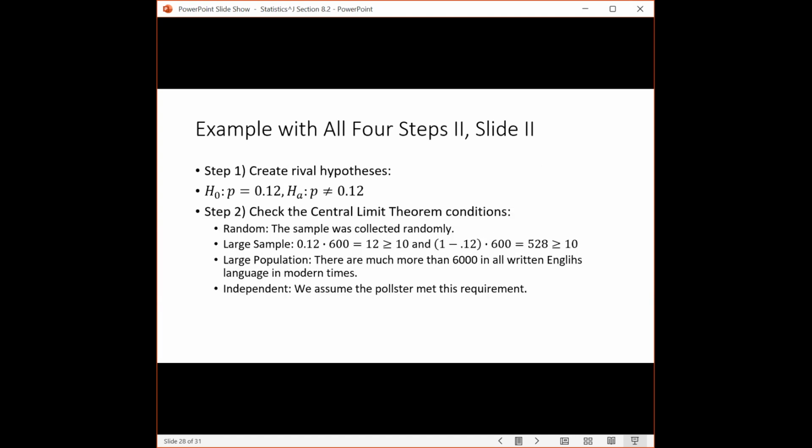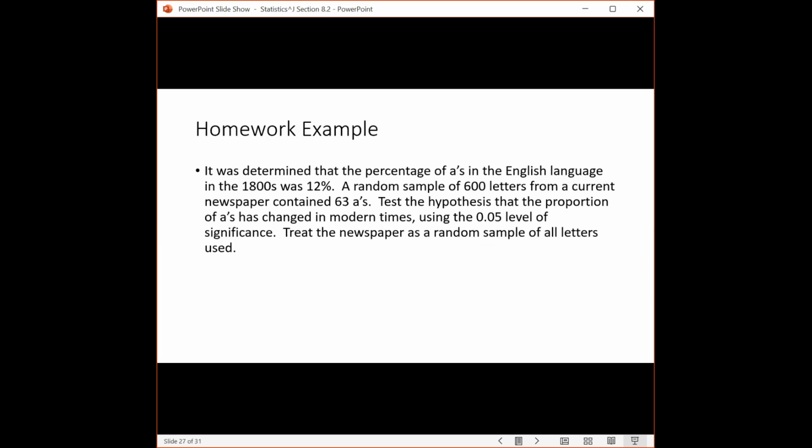All right, step one, create the rival hypotheses. So what do we got? What's the baseline? The baseline is that the percentage of A's in the 1800s was 12%. So 12%, that's going to be our null hypothesis, that the proportion is still 12%. And then, are we guessing that it's gone up or gone down? So test the hypothesis that the proportion has changed.